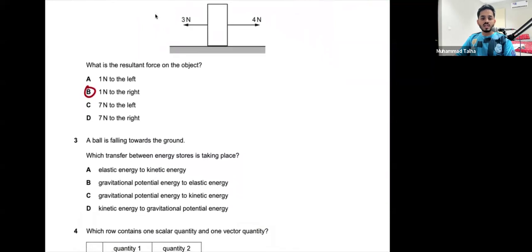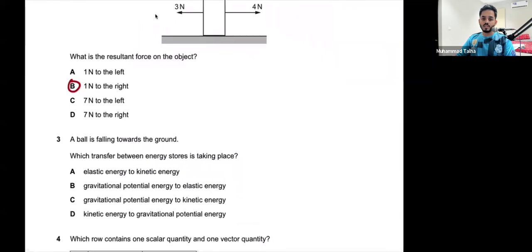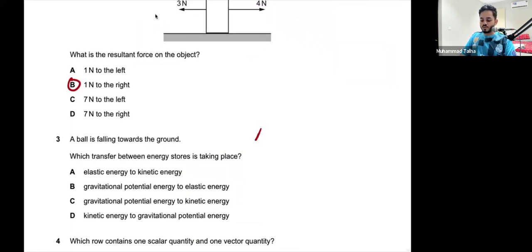A ball is falling towards the ground. Which transfer between energy stores is taking place? If it's falling, then because the height is decreasing, the gravitational potential energy is decreasing. But by the conservation of energy, this decrease in the potential energy stored must be transferred into an increase in some other energy store, which here is going to be the kinetic energy. So it's GPE into kinetic energy, which is C. No elastic energy is associated here. Elastic energy is energy stored in stretched objects.